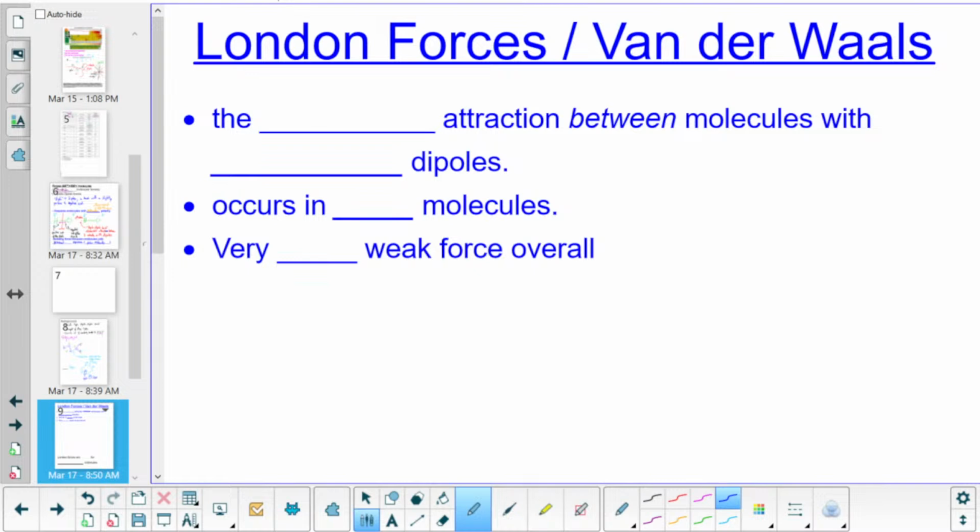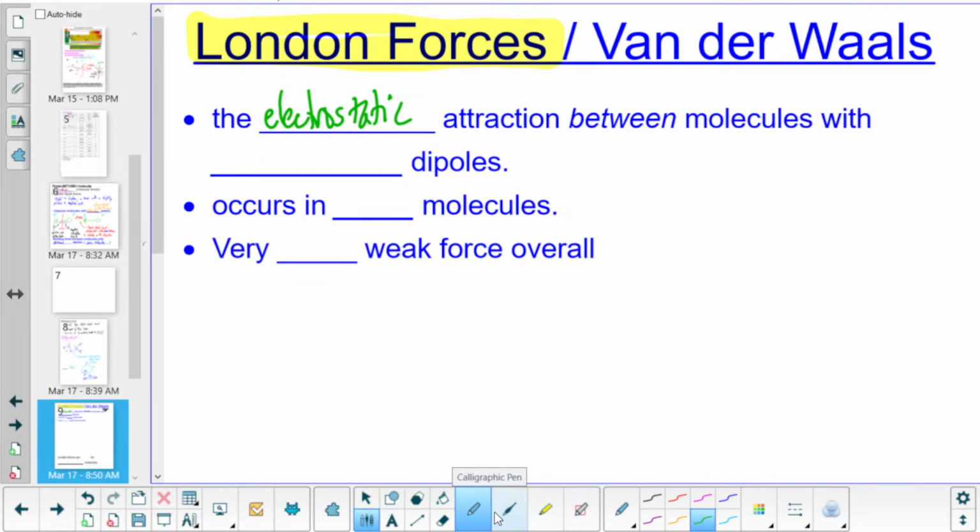London forces, or van der Waals forces. I will explain van der Waals because they use these confusingly in chemistry. It's just because it's used for two different terms. Van der Waals forces is the electrostatic, and despite my love of saying it, the best term to use is London forces. It is more precise.